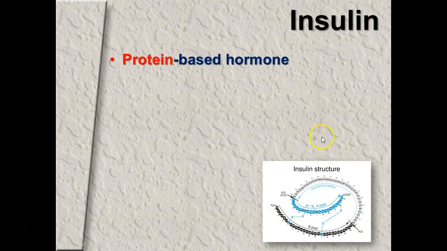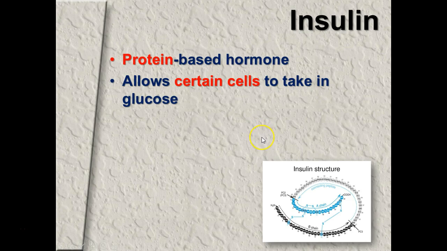So insulin is a protein-based hormone. We have other hormones that are not protein-based, more steroid-based. I've shown you here the structure of insulin. I don't expect you to memorize it, just trying to give you an appreciation for it. There's an alpha chain, there's a beta chain. You see these lines with S's on them, those are disulfide bonds. That helps to give the insulin the structure that it needs.